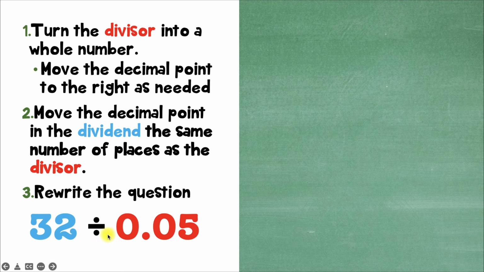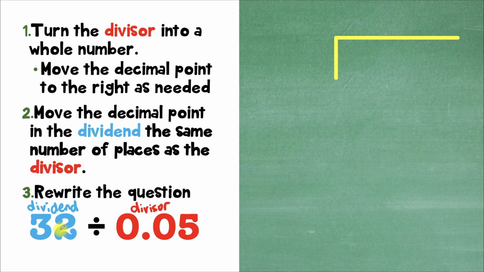32 divided by 0.05. Now, we can't do any work with the way it's written, so we're going to have to use long division notation. But before we can place the numbers where they're supposed to go, we need to know which number is the dividend and which number is the divisor. When you have it written like this, the first number here is the dividend, and this number here is the divisor.